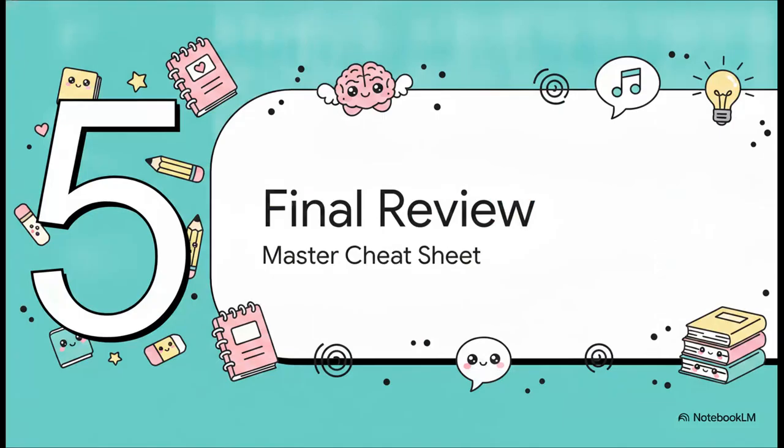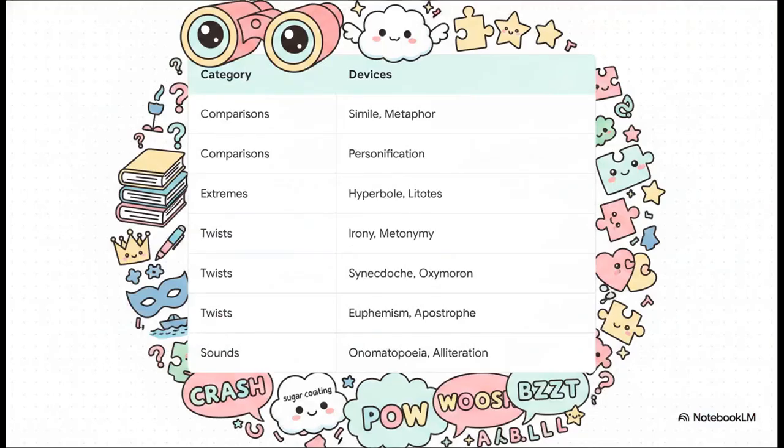And finally, Section 5, the final review. Let's quickly recap what we've learned. We explored 13 devices broken into 4 main categories today. For comparisons, we looked at simile, metaphor, and personification. For extremes, we scaled things with hyperbole and litotes. For meaning twists, we navigated irony, metonymy, synecdoche, oxymoron, euphemism, and apostrophe. And finally, for sounds, we brought the noise with onomatopoeia and alliteration.